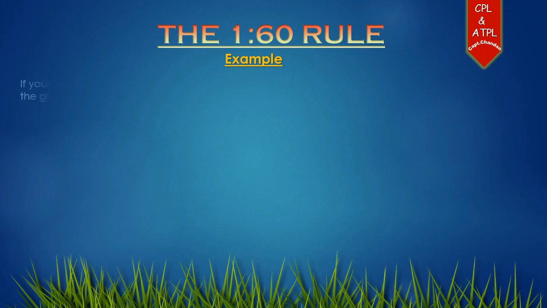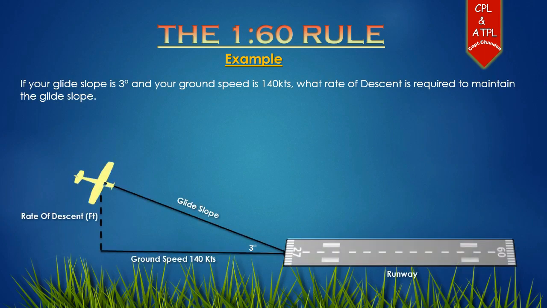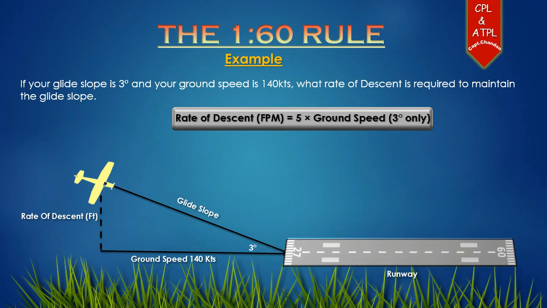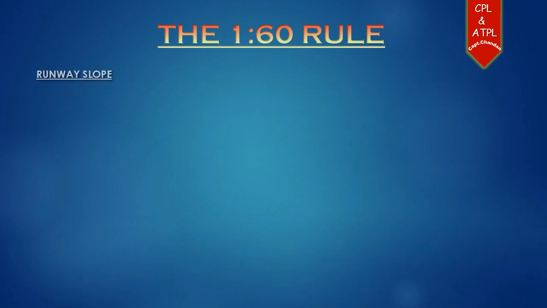For example, if your glide slope is 3 degrees and your ground speed is 140 knots, what rate of descent is required to maintain the glide slope? For the solution, apply the rate of descent formula, that is 5 times ground speed. We are applying this formula because the glide slope is 3 degrees. So putting in the values, rate of descent equals 700 feet per minute.